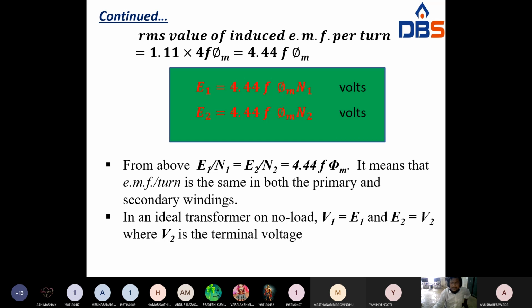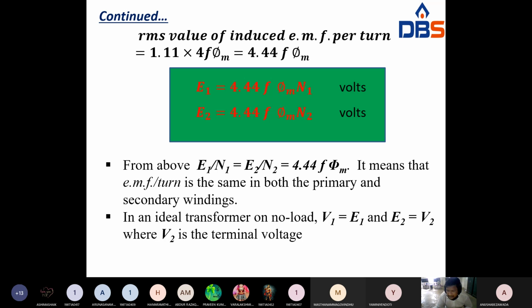This is the EMF equation of a transformer. These two equations, E1 and E2 together, are called the EMF equation of a transformer. We call both together the EMF equation of a transformer; you cannot write only one of them and call it the EMF equation. They reduce 1 or 2 marks. Suppose you don't write E2, they reduce 1 or 2 marks. That's why. So primary winding EMF is 4.44 f phi m N1 volts, E2 equal to 4.44 f phi m N2 volts, right?